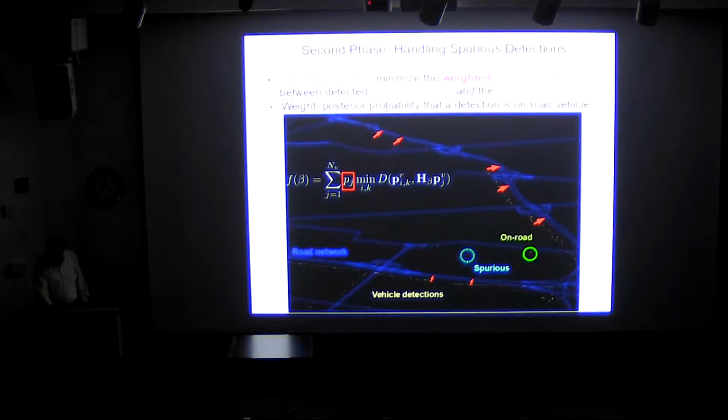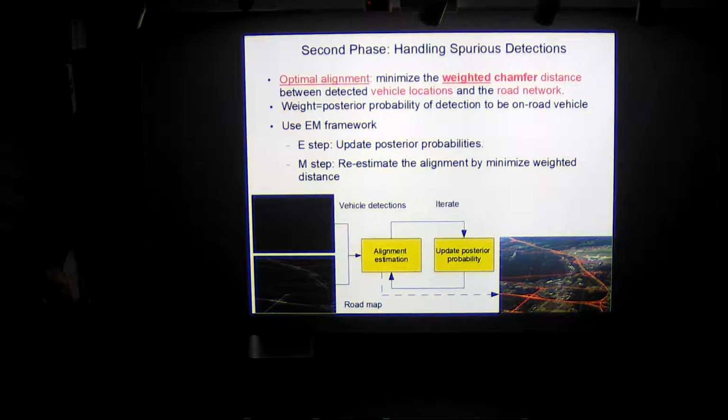So you can do this by weighted chamfer minimization. The rest of the framework carries over for the weighted chamfer minimization. In addition, we have the EM iteration embedded in this process. The way the EM iteration works is that we alternate between estimating the posterior probabilities of each of the detections being on-road vehicles with an appropriate probabilistic model, and re-estimating the alignment by minimizing the weighted distance.